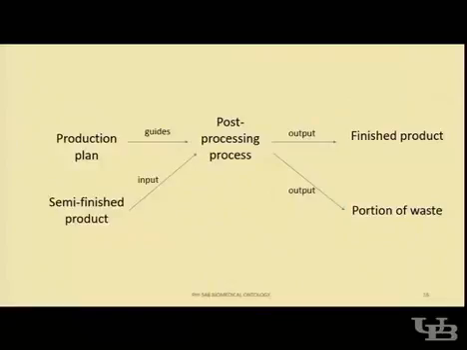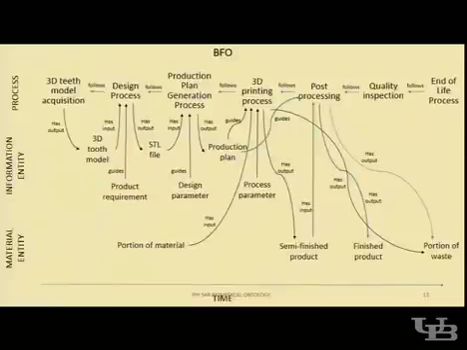So next, for the post-processing process, still they use the production plan that has been generated before during the production plan generation that guides the process. And this semi-finished product becomes the input, where the output will be the finished product, and some of it, if it has some problem, it will become the portion of waste. So it's a bit messy, that's why I put it in the separate processes. So you can see the flow. Now we have the finished product as one of our material entities.